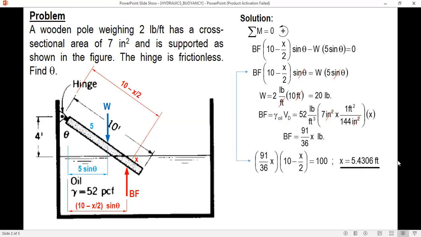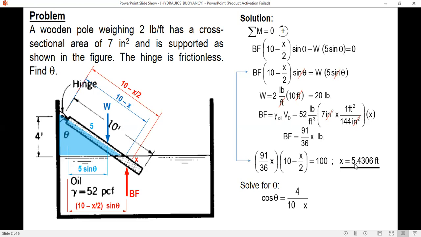So after solving for x, we can now solve for theta. Okay. So to solve for theta, we now consider this portion. We're given an adjacent side of 4 feet. So we now compute this length, and this is 10 minus x. And considering this triangle, theta, adjacent, and hypotenuse, so we will use cosine. Cosine of theta is 4 over 10 minus x.